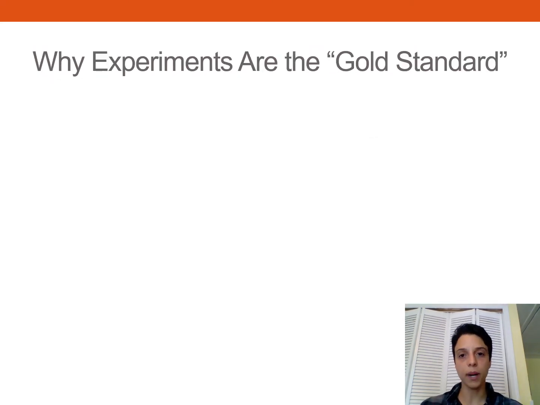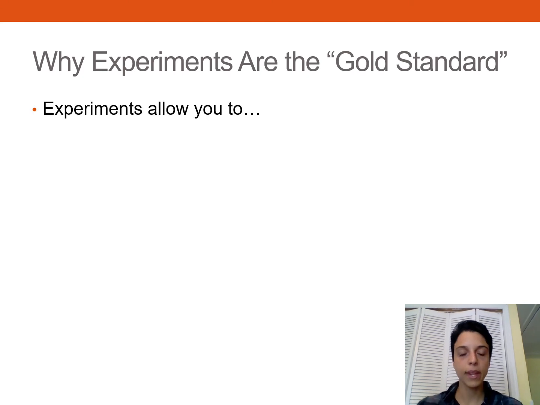And we're going to start with experiments. Specifically, we're going to talk about why experiments are considered the gold standard of causation research. If you want to establish that one thing causes another thing, you pretty much have to use an experiment. The reason for this is that experiments allow you to check off each of those different criteria for establishing causality.